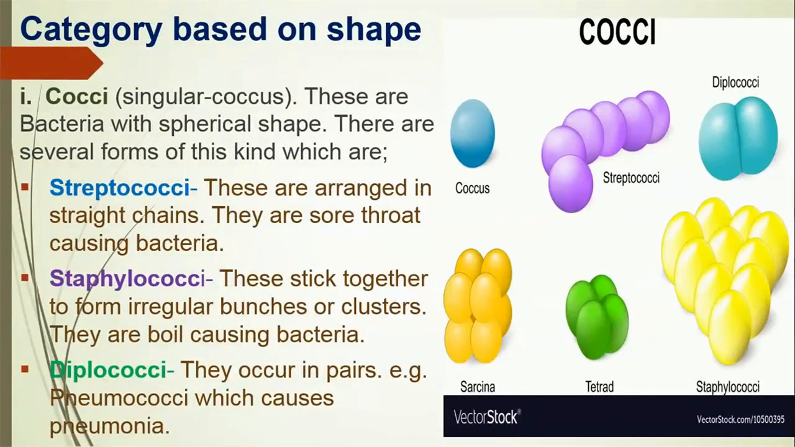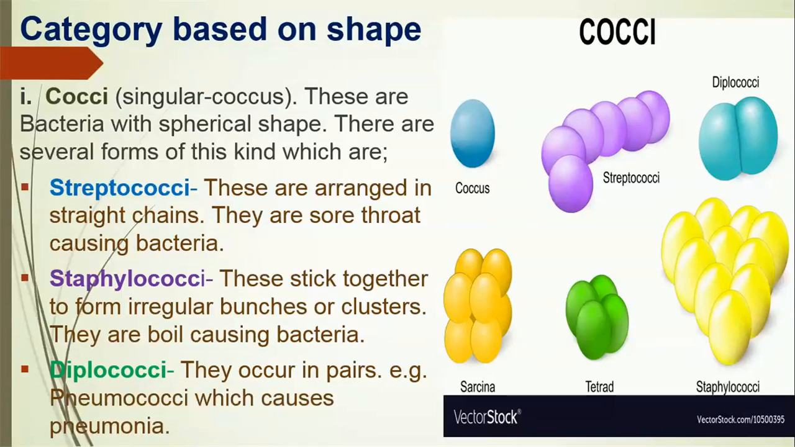So the second category is based on shape. Now we have different types here. The first one we have the cocci. Singularly we call them coccus. These are bacteria with spherical shape, or they can be said to be round in shape. There are several forms of this kind of bacteria.